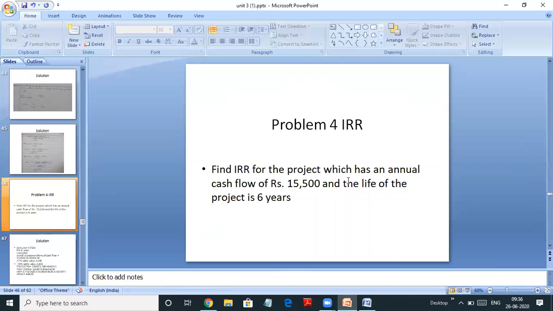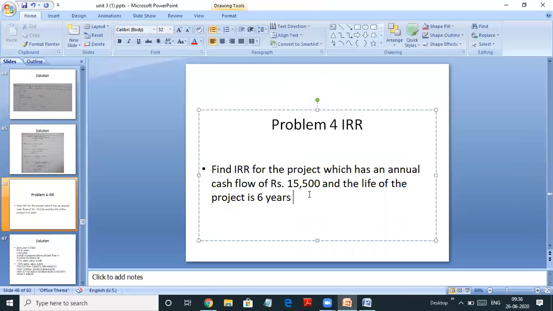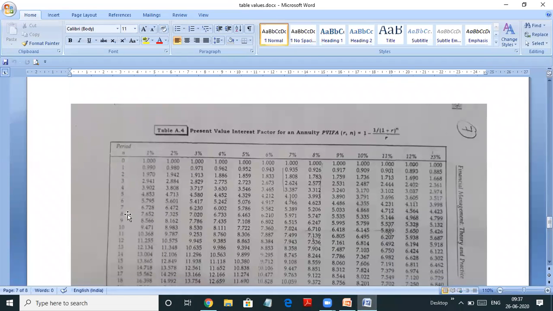Find IRR for the project which has an annual cash flow of 15,500 and the life of the project is 6 years. Here also the initial investment is 55,000. So annuity 15,500, life is 6 years, initial investment 55,000. First we should do initial investment divided by annual cash flows, which is 55,000 divided by 15,500. You get 3.54. Now we'll search in the table for 6 years, where you get 3.54.